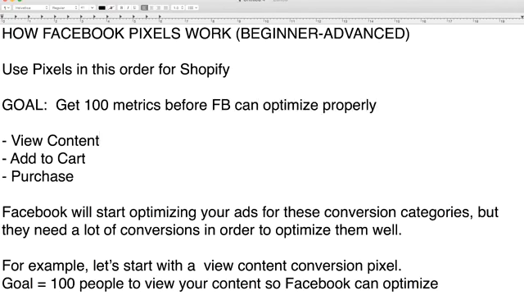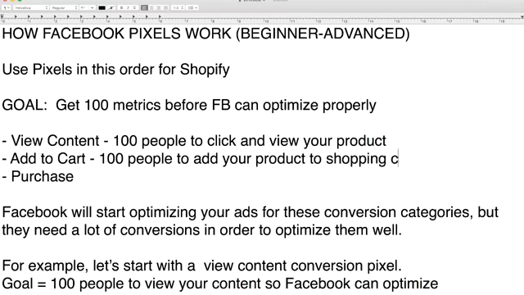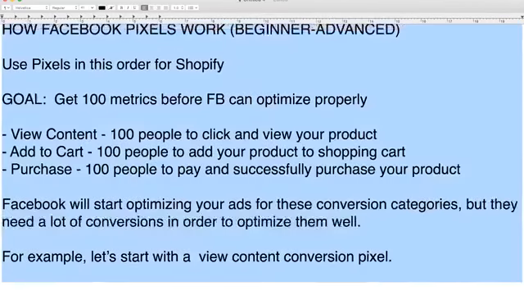Now, this would be 100 people to click and view your product. This would be 100 people to add your product to the shopping cart. And then this would be 100 people to pay and successfully purchase your product. Okay, so this should be your goal. Let me make this a little smaller so you can fit it all on the screen.